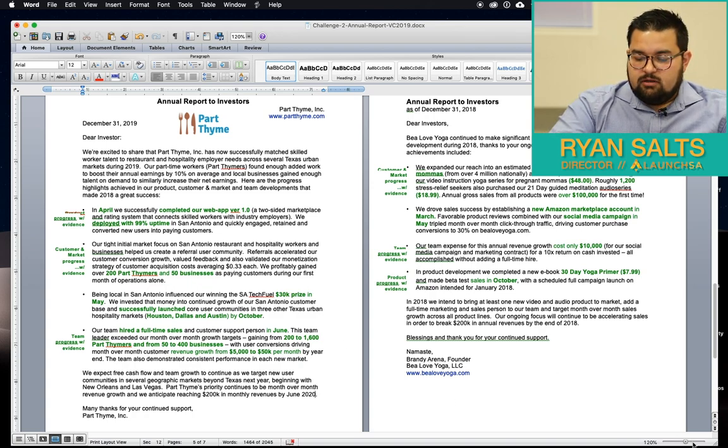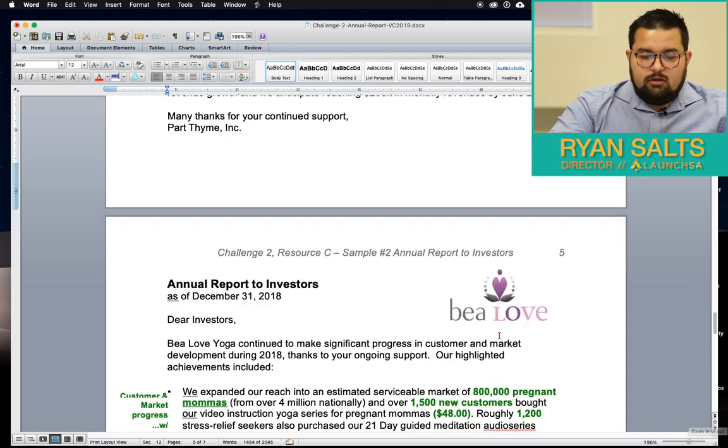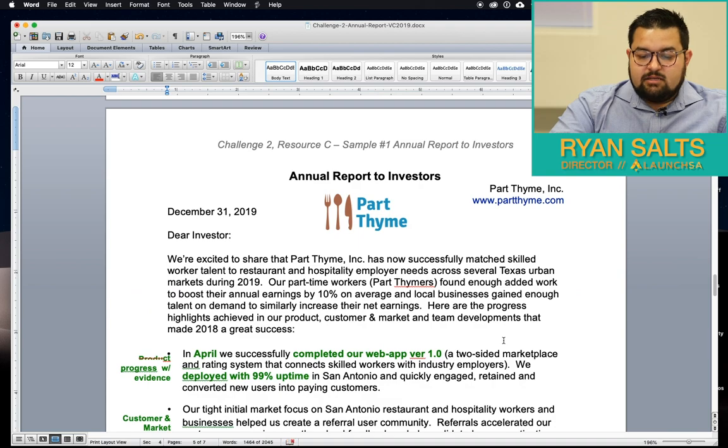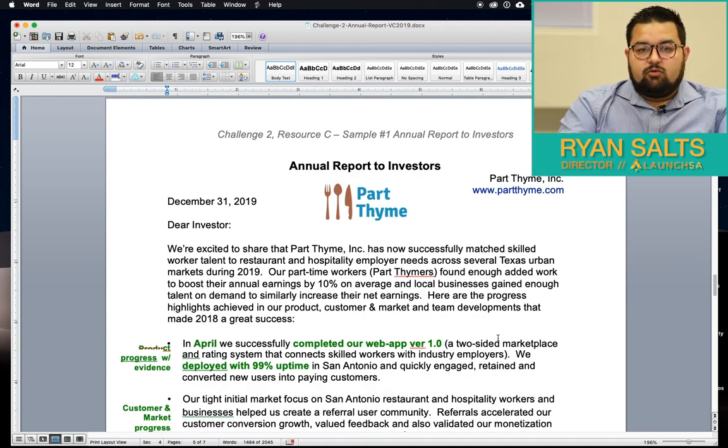So I'm going to zoom in a little bit over here to the part-time example. Part-time, as an example, is the example that you'll see throughout the entire challenge. So the only example that does repeat is this one. That's why I'm using it.